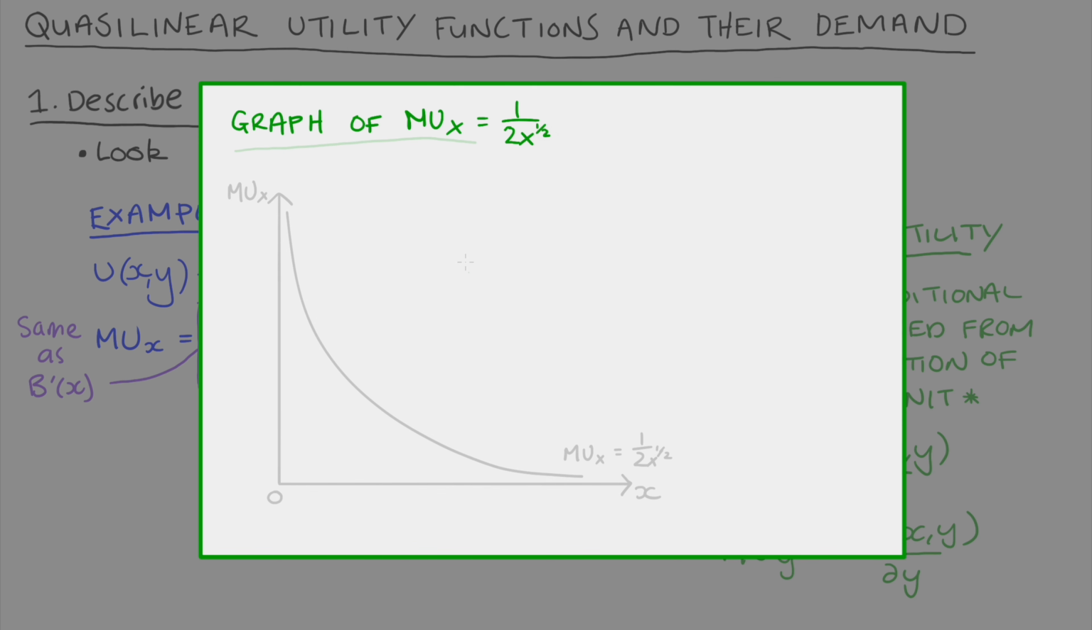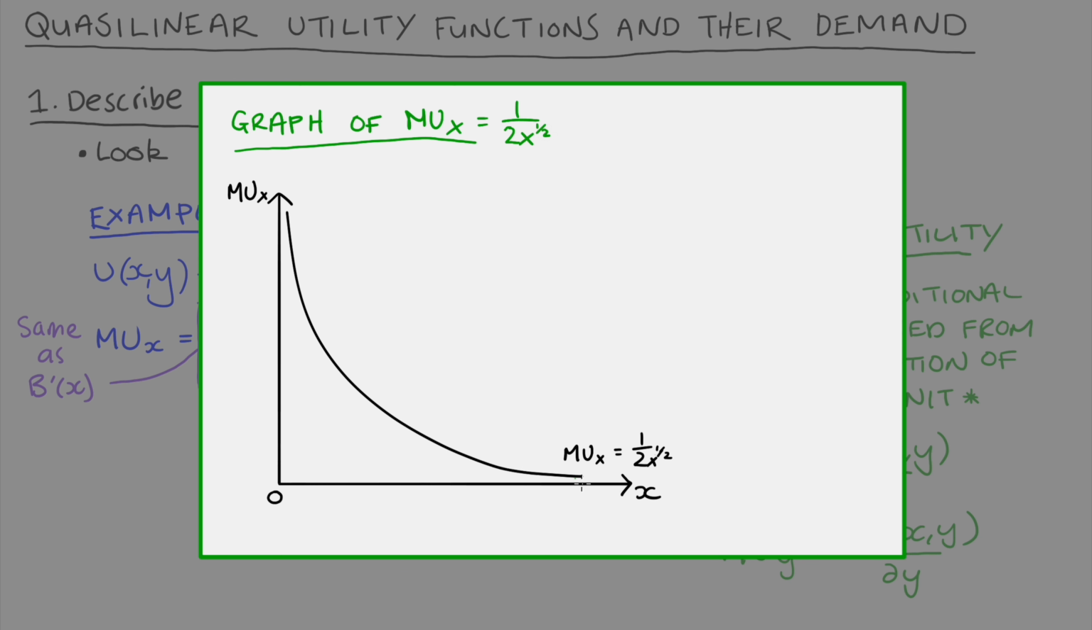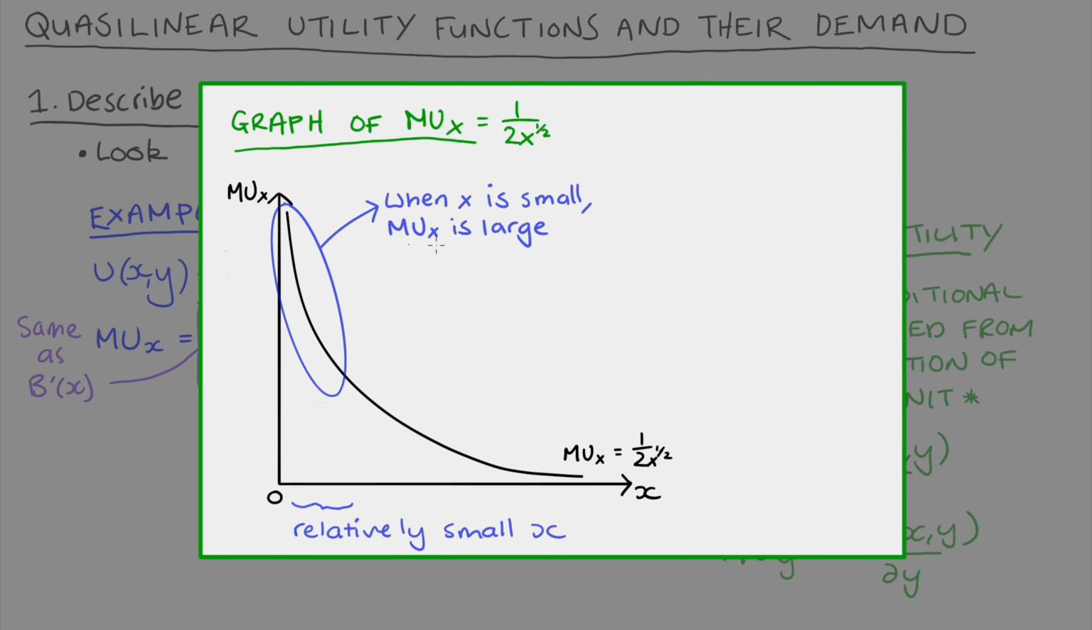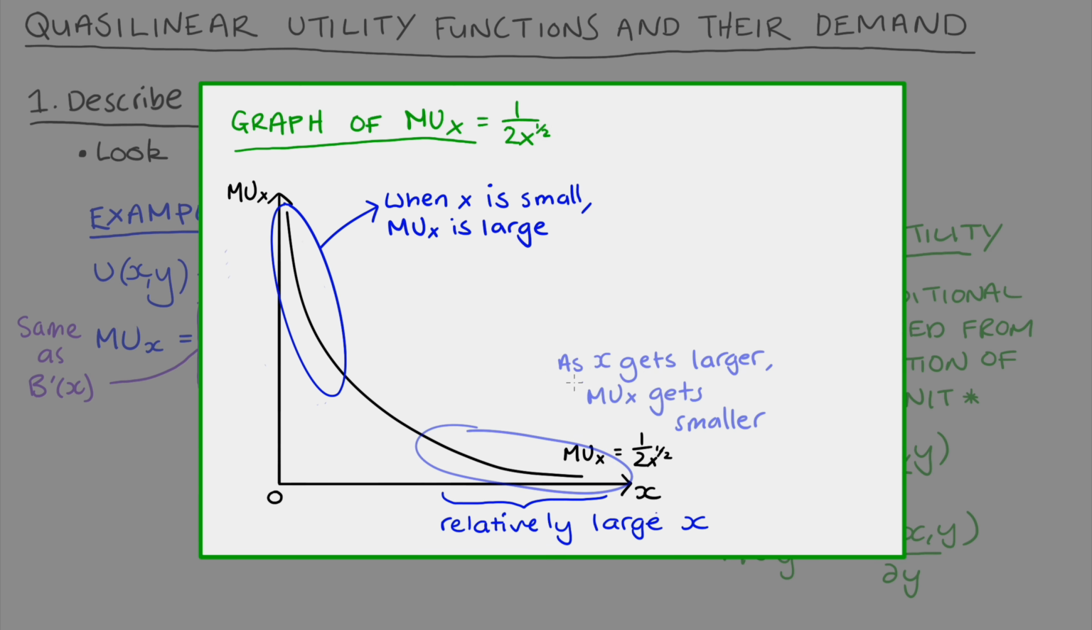Now you can use a graphing app to confirm all this, but it's worth just thinking about this yourself as well. So with this function, the idea is that when x is really small, our denominator value will get really small, so our marginal utility is really large. As x gets larger, the marginal utility of x gets smaller because that denominator value gets really large, which renders the absolute value of that fraction smaller.